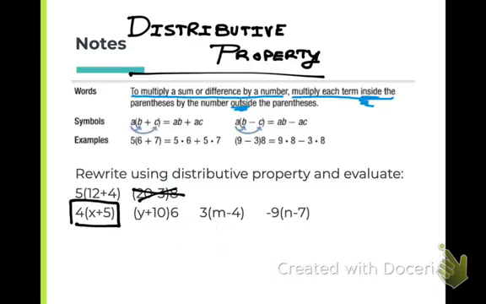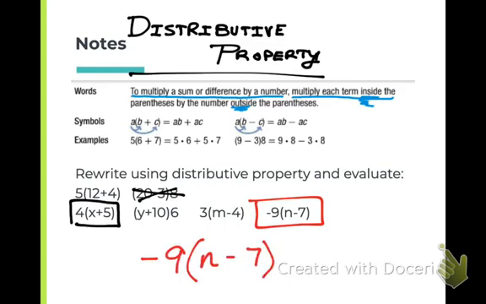All right, I want to jump to a tricky one. Let's try this one. Negative 9 times n minus 7. Watch closely on this one. So I take that negative 9 and I distribute. And I know that negative 9 times n is going to be negative 9n. But here's where it gets a little bit tricky. This minus sign is the same thing as a negative sign. Okay, subtraction and negatives are the same symbol.